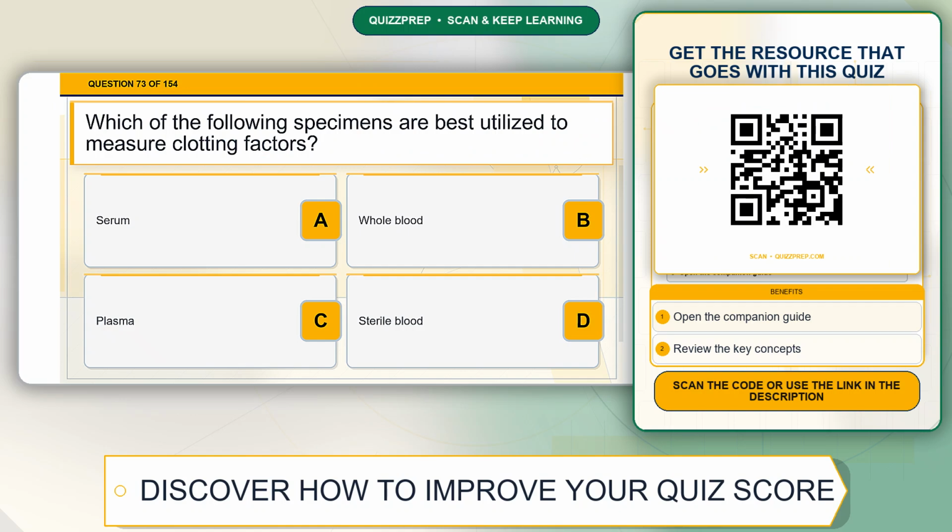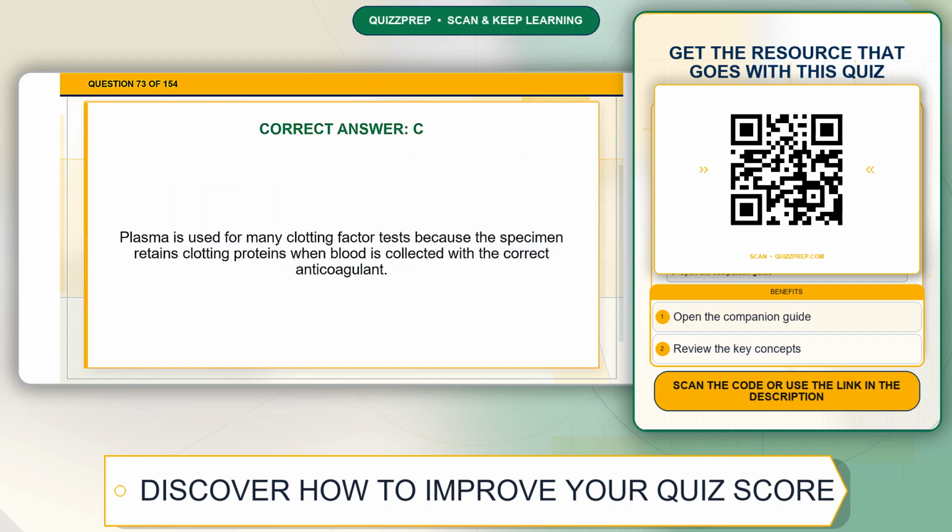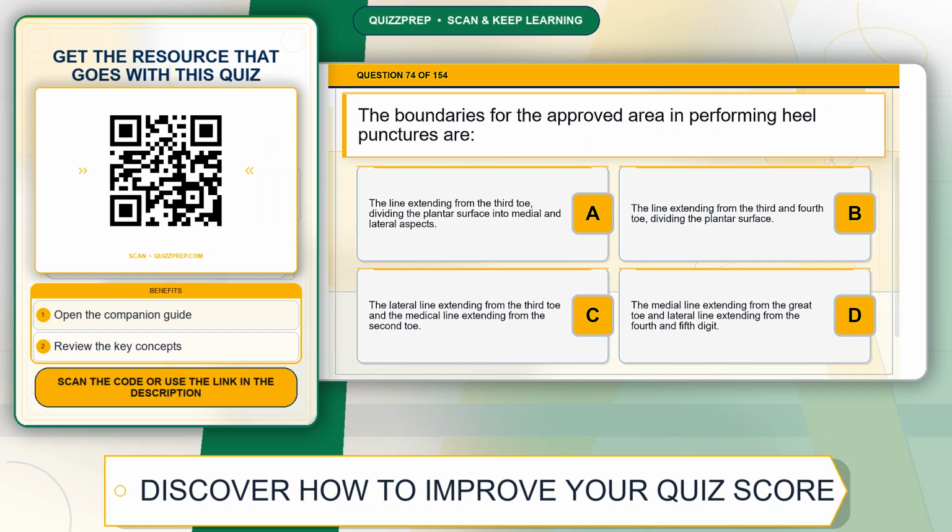Question 73. Which of the following specimens are best utilized to measure clotting factors? Option A, serum. Option B, whole blood. Option C, plasma. Option D, sterile blood. The correct answer is option C, plasma. Explanation. Plasma is used for many clotting factor tests because the specimen retains clotting proteins when blood is collected with the correct anticoagulant.